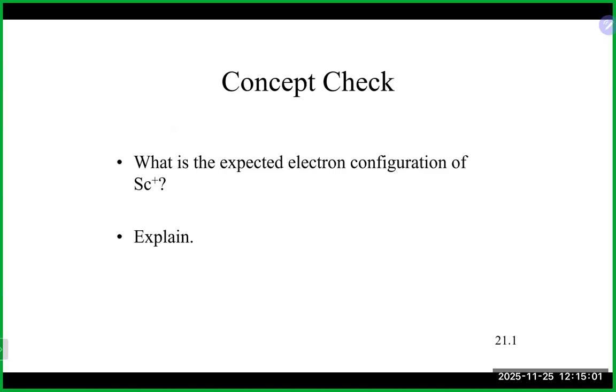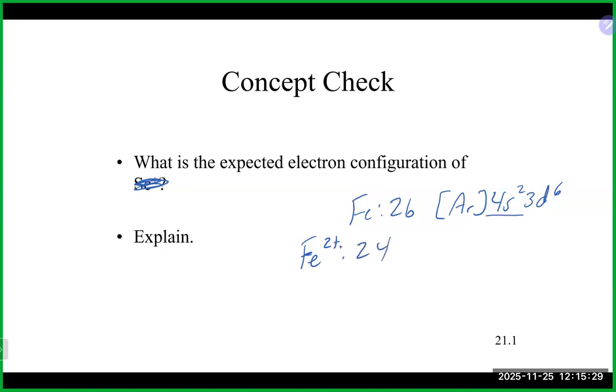So if we looked at something like iron, which again is 26 electrons, it would have an electron configuration once again of argon 4s2 3d6. If we had iron with a +2 charge, instead of 26 electrons, it's going to have 24. Once again, it's these 2 electrons that go away, and we end up with argon 3d6. So it would have 6 d electrons available to it.